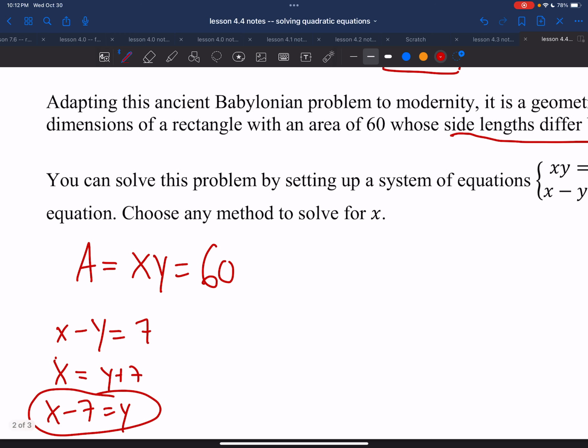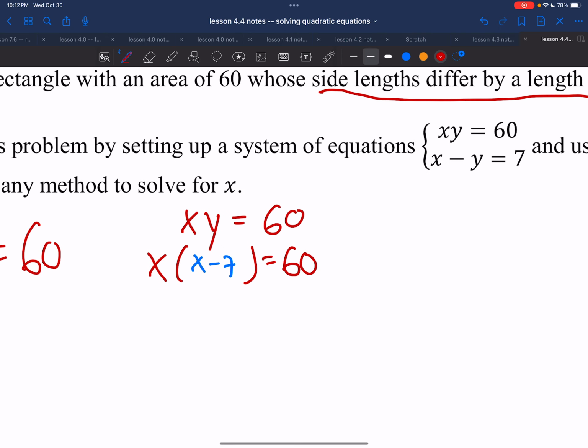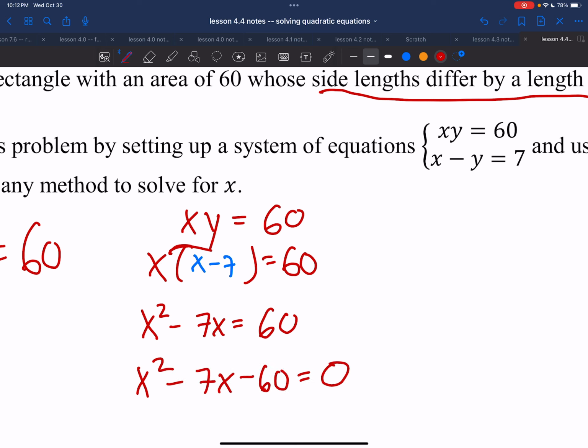That means if you have area x times y equals 60, then y can be replaced by that expression right there, right? Y is x minus 7. And so you do a simple substitution into this. And look at what happens. You make a quadratic equation. X squared minus 7x equals 60, if you're just distributing those two things. To solve a quadratic equation, you always set it equal to 0, like so. And so at this point, you have a few options.